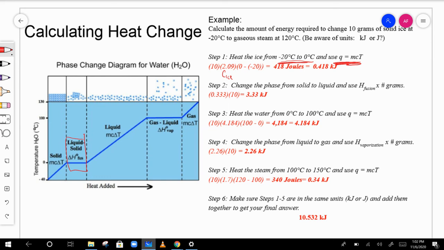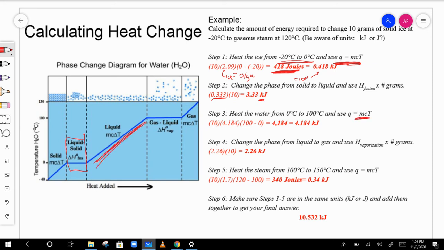So we're going to use that delta H of fusion, which is 0.33, and that's kilojoules per gram. So we multiply kilojoules per gram by grams, we get kilojoules. I also forgot to mention, don't forget to change this to kilojoules, because these are in joules per gram degree Celsius. So divide by 1,000. Get that. Step 3, now everything's a liquid.